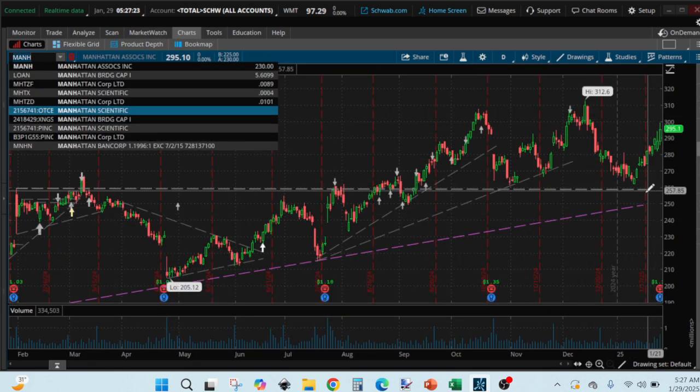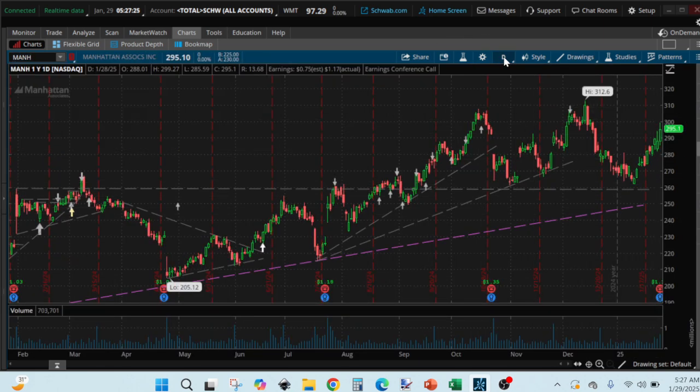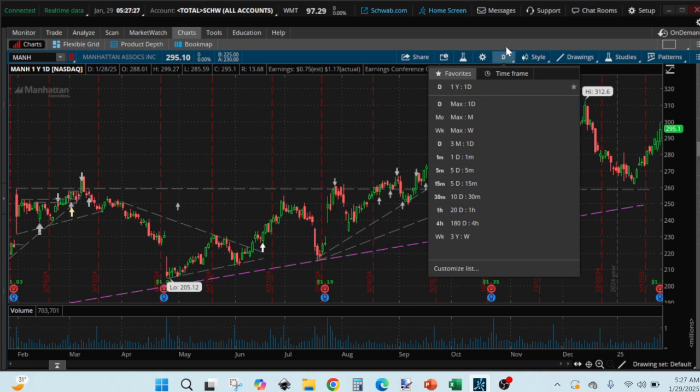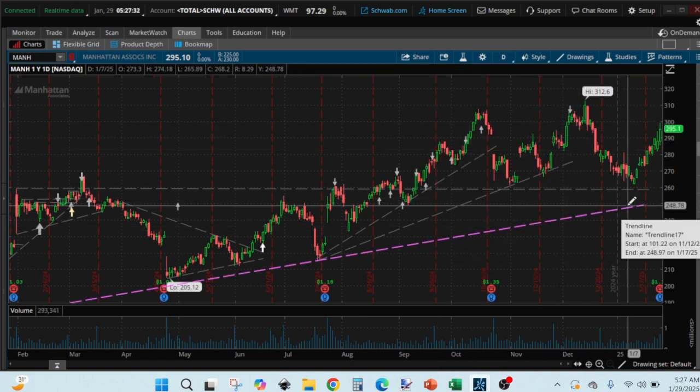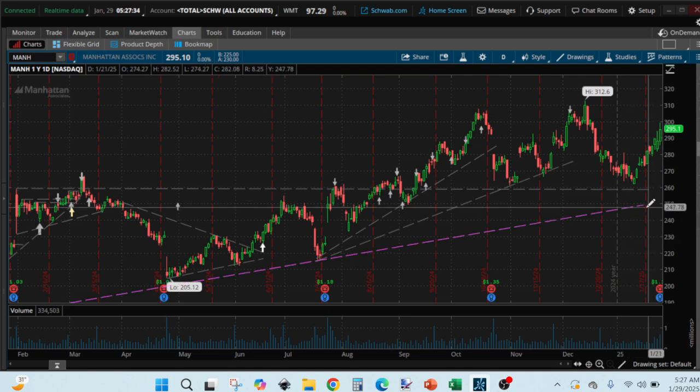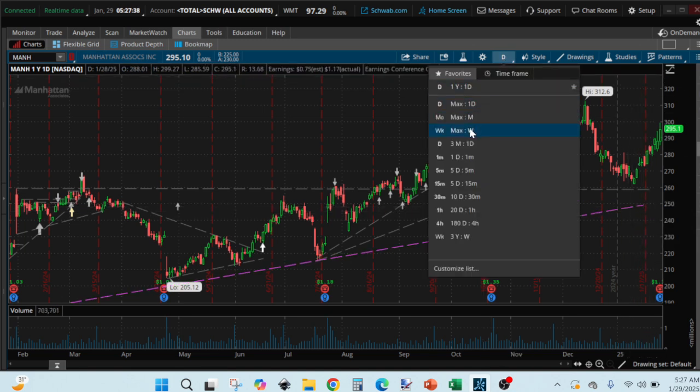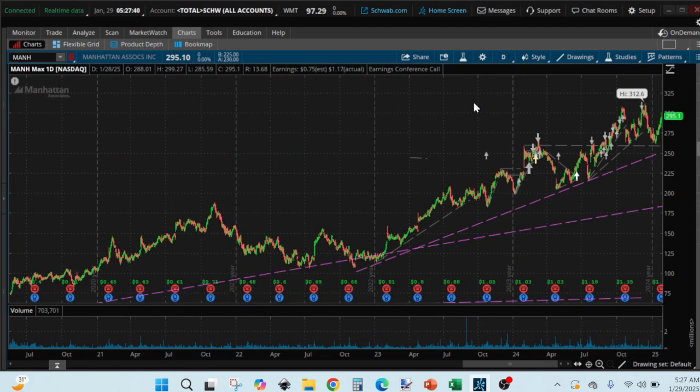MANH. Okay, so let's just look at it here. We like to buy. Okay, we have this one line. Yeah, I won't be making a decision on this 1 year daily chart.